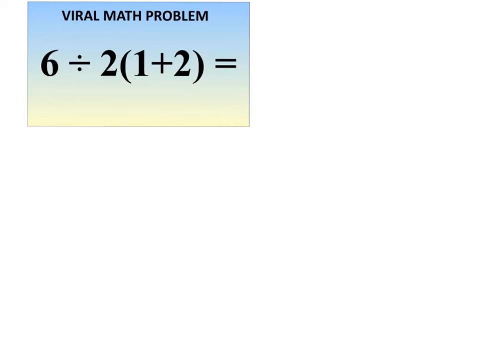So this problem, people are going crazy over. People are getting 1 or 9 for this problem. So let's go over kind of how people are getting those two answers. So we have way number 1 and way number 2.